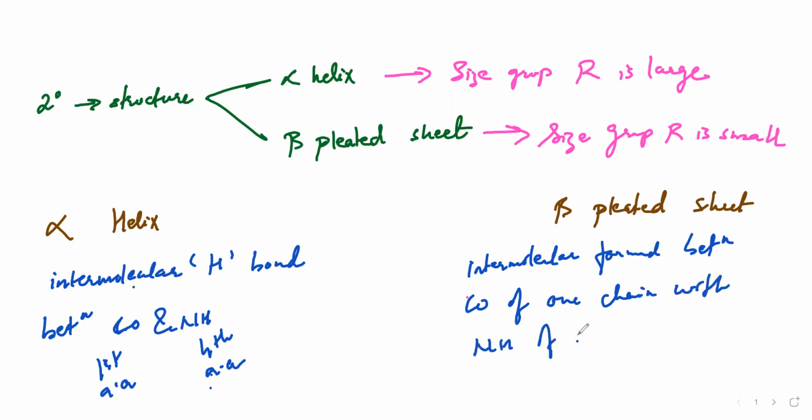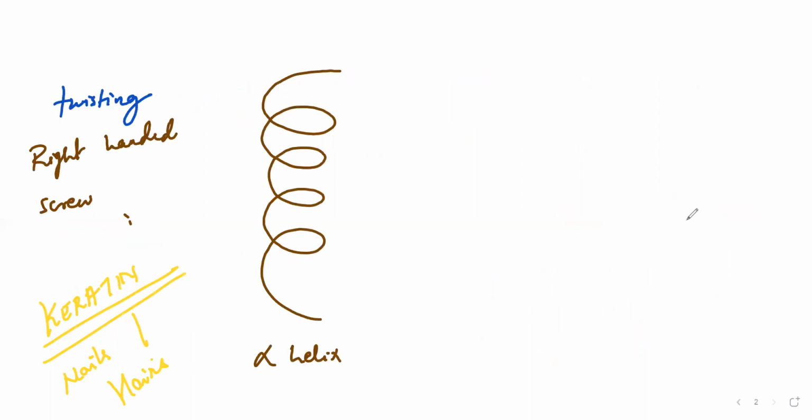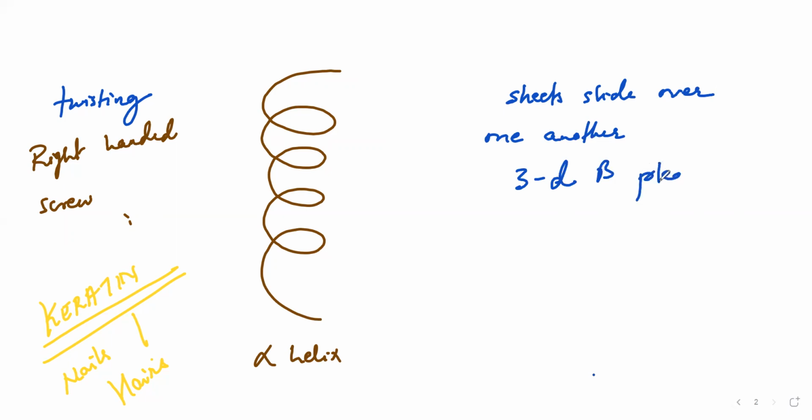the NH of another. But the only difference that will take place over here is that here there will be a helix formed, there there will be sheets formed, and the sheets are formed in such a way that they can slide over one another. So because these sheets are capable of sliding over one another, it is given the appearance of what? A 3D structure. So you'll get a 3D beta pleated sheet.